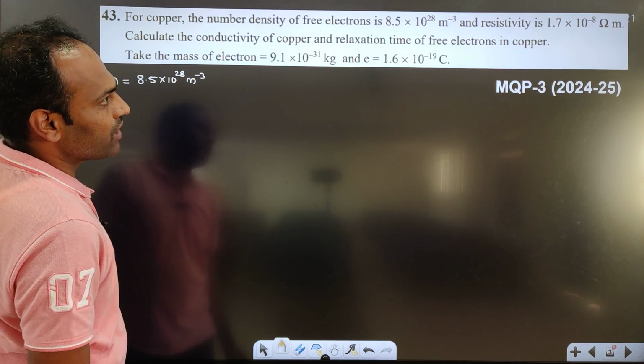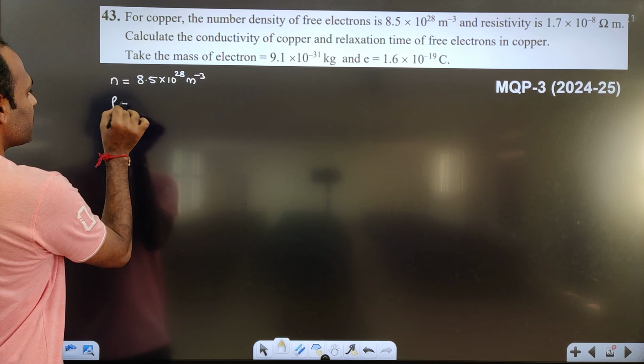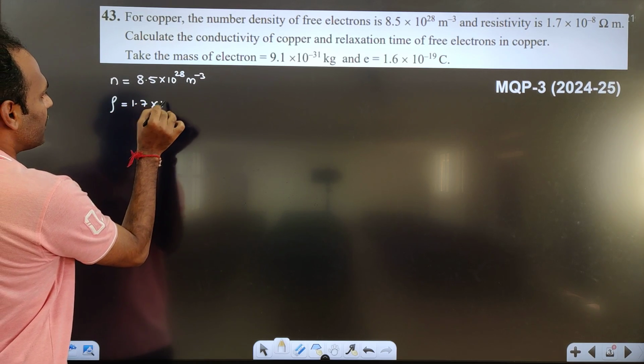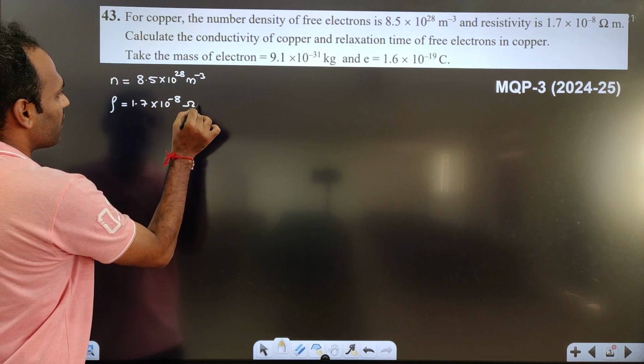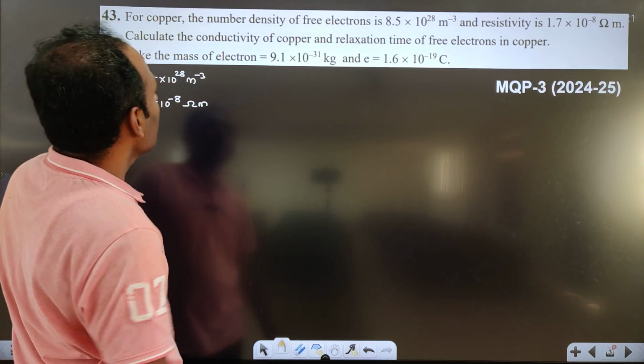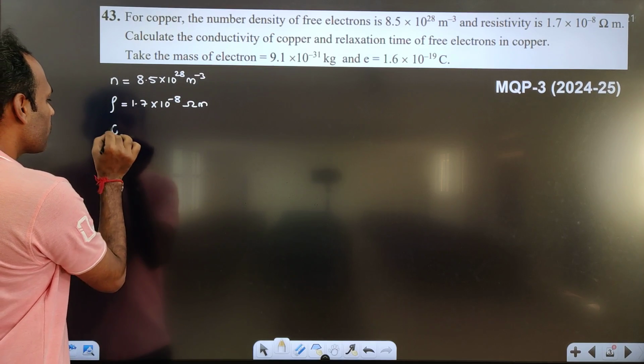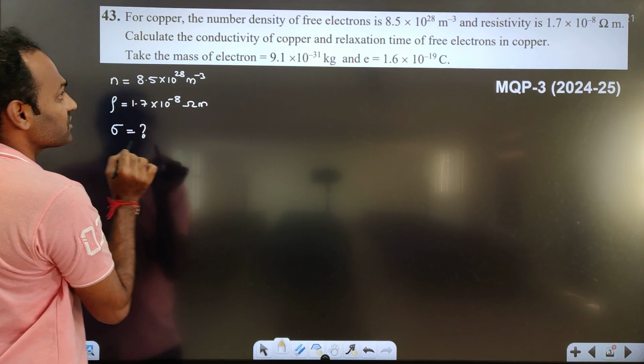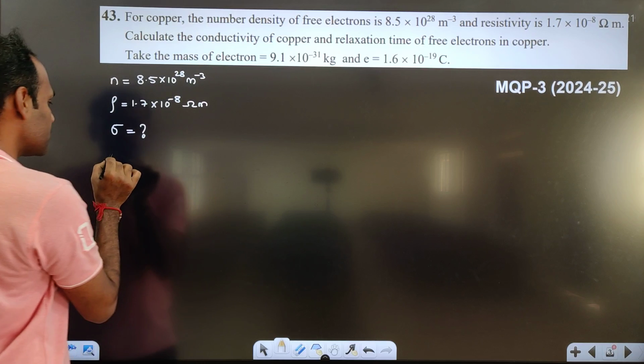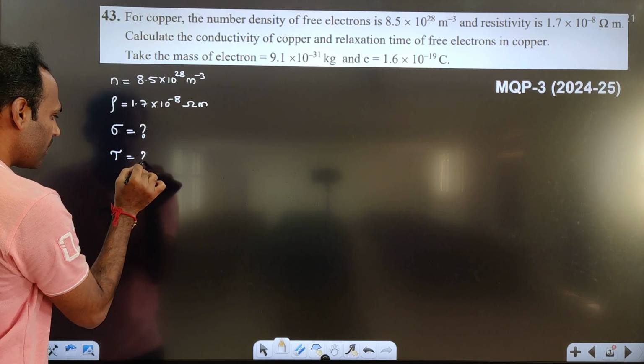Resistivity is given as 1.7 into 10 to the power minus 8 ohm meter. This much is the resistivity given. What they are asking: calculate the conductivity. Okay, we have to calculate conductivity first. Second, they are asking us to calculate the relaxation time.